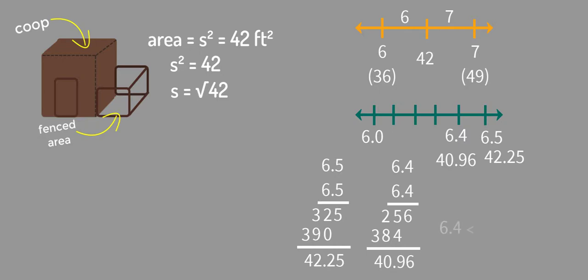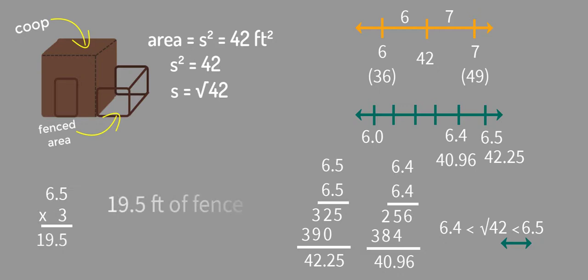is that 6.4 is less than the square root of 42, which is less than 6.5. And we can see that the square root of 42 is closer to 6.5. So if it's closer to 6.5, we have 6.5. There's 3 sides of the fence. So to the nearest half foot, estimating, we're looking at 19.5 feet of fence.